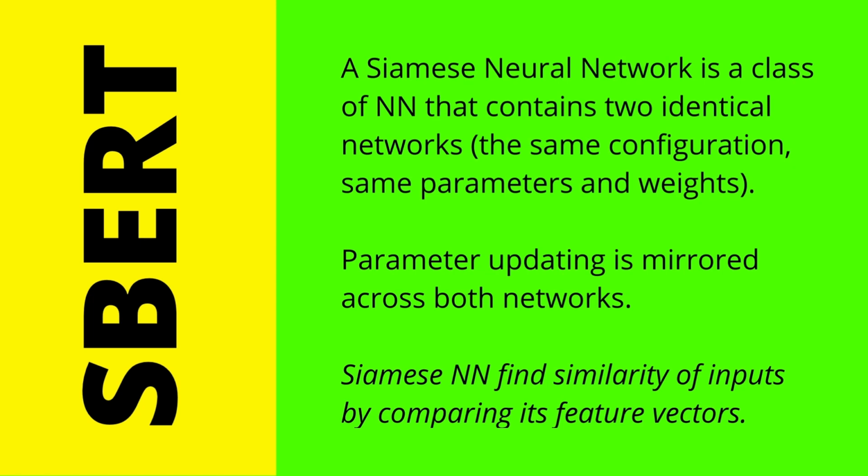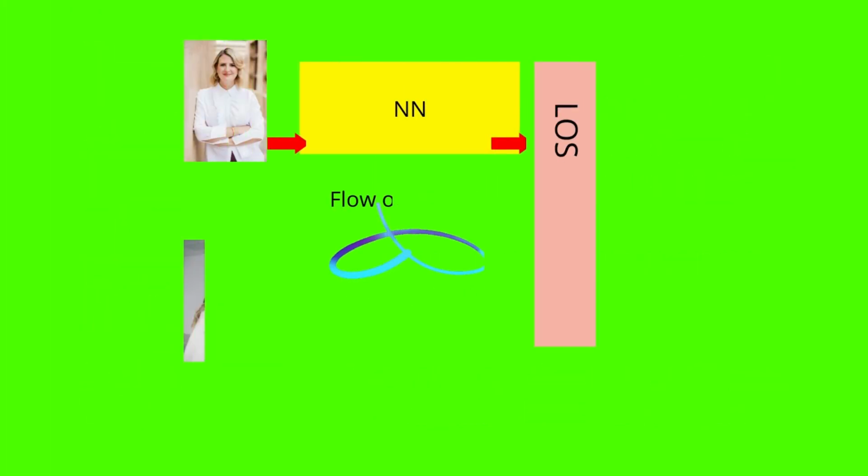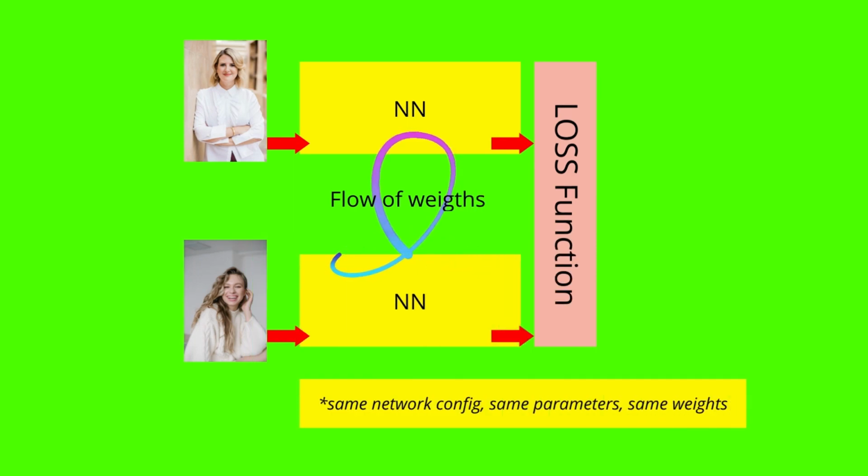And we need them simply to find a similarity of inputs. And we compare in the feature vectors, and let me show you a very simple visualization of this. So here on the left side we have two packages that are input to two neural networks that have the same network configuration, the same parameters and the same weights. And then we have a loss function. And this is it more or less. You optimize the loss function, you minimize the error, we have backpropagation, and the network learns perfectly.